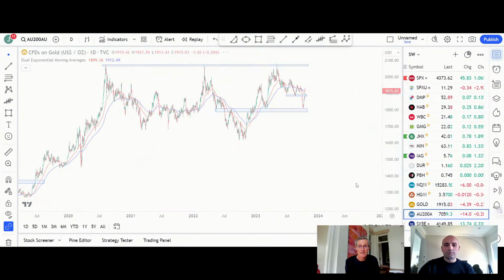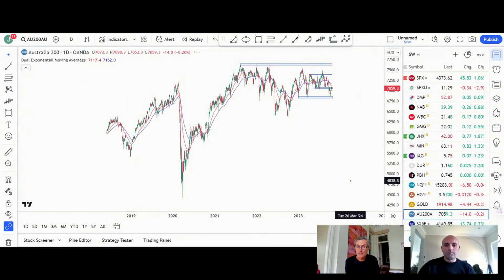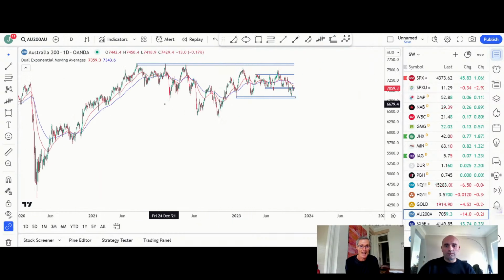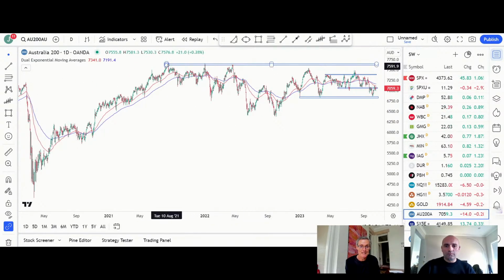The ASX 200 is not in a dissimilar situation. We've had this big run off that March 2020 low, and when the market was peaking back in August 21, you can see it retested that high in January 22, and retested it again in April 22. So we get the triple top resistance.